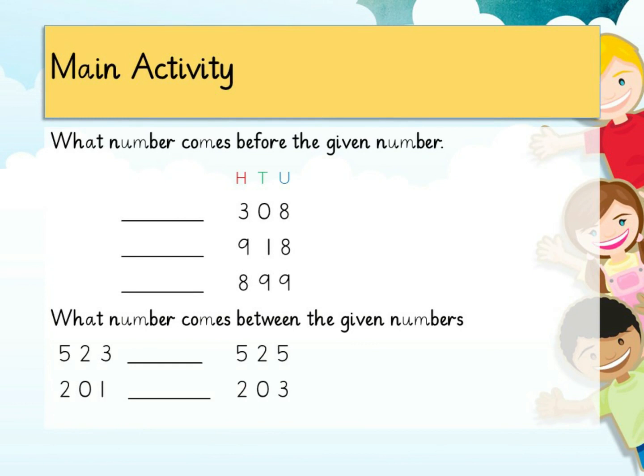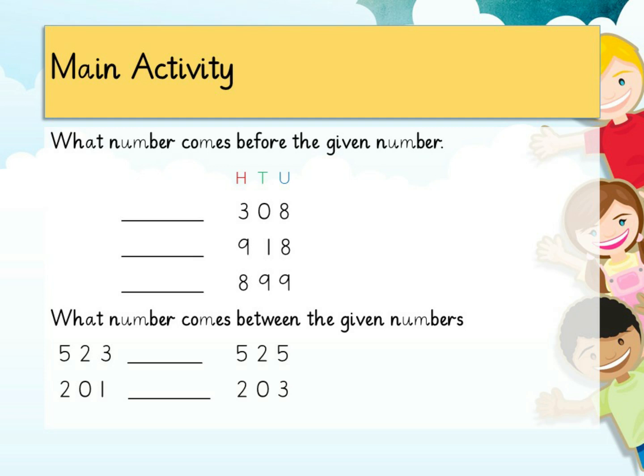Moving ahead with the main activity. Let's do some more tasks. Question number 1. What number comes before the given numbers? Different numbers are given over here with the place values identified at the top of each digit. You have to change the place value at unit place by subtracting 1.